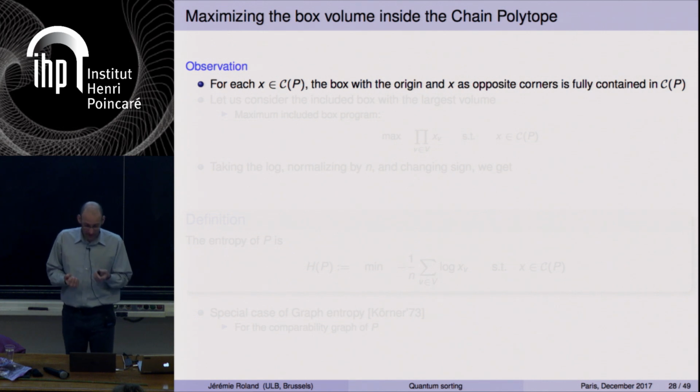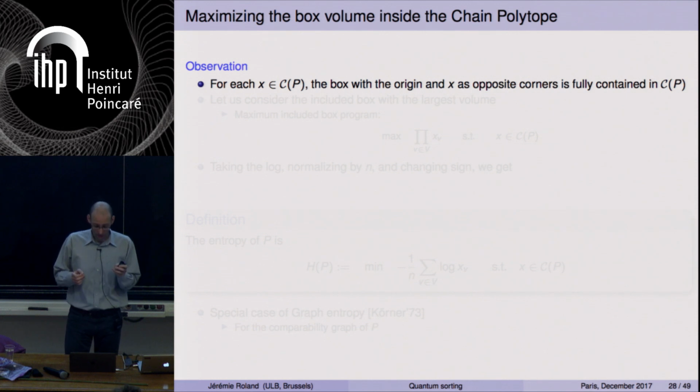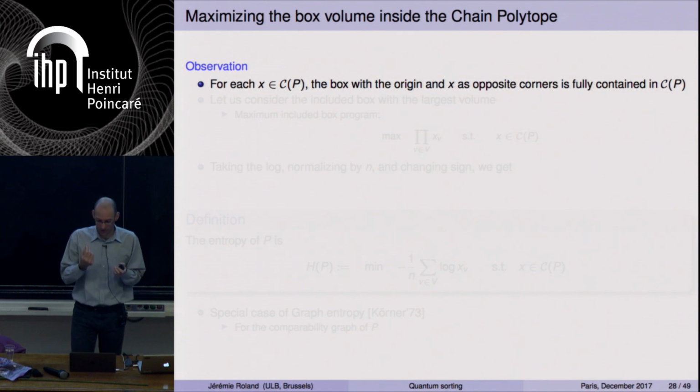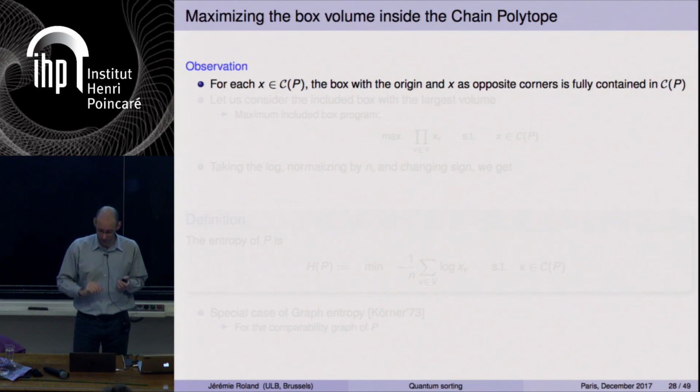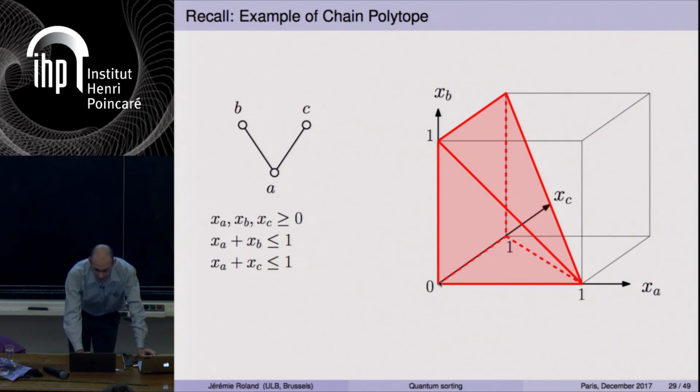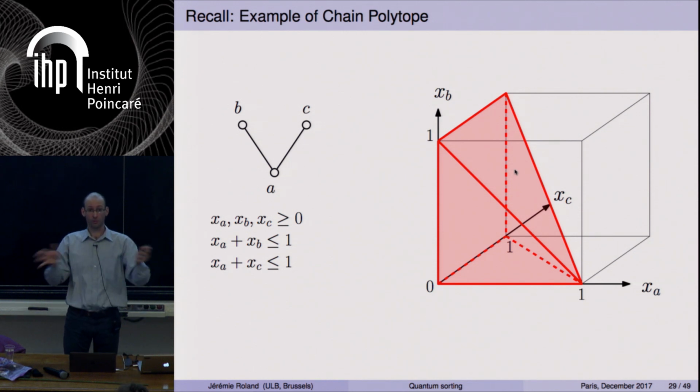So the idea is that we'll use the chain polytope, and for each point x in the chain polytope, we consider the box between the origin and x, such that the origin and this point x are opposite corners of the box. So remember, the chain polytope looks like this. So you can take the box where 0 and any point in this chain polytope are opposite corners of the box, and you can form a box with this.